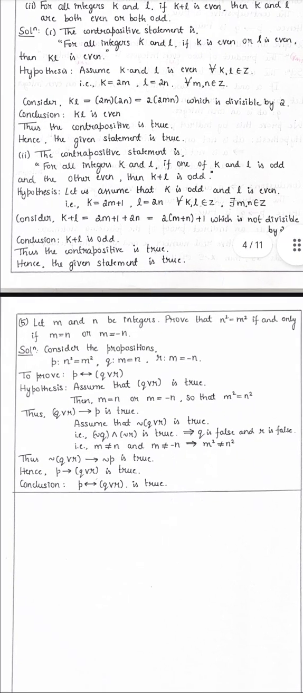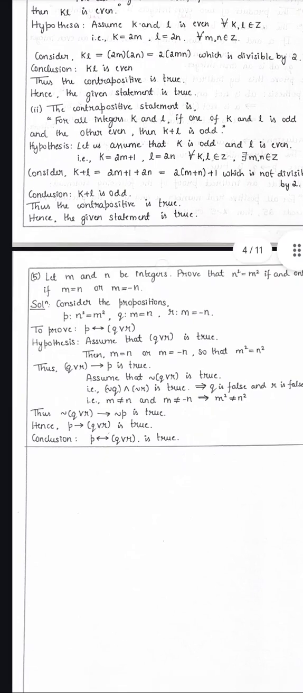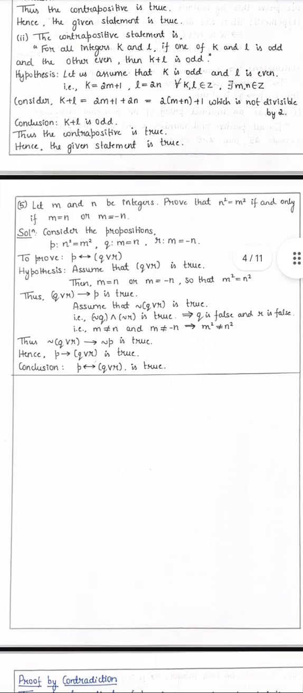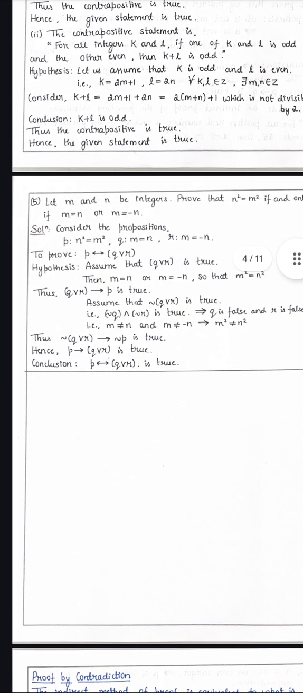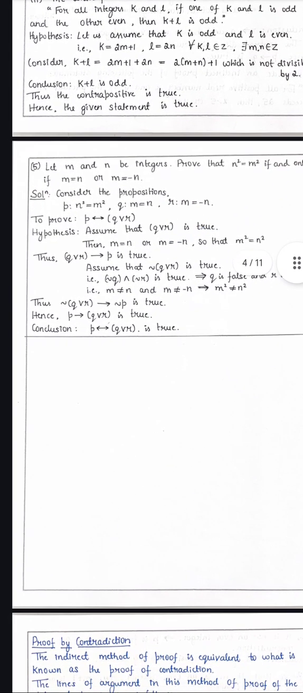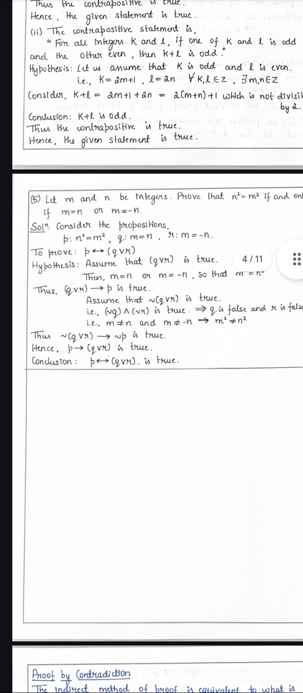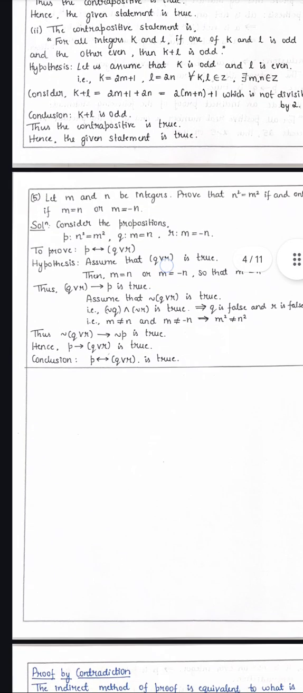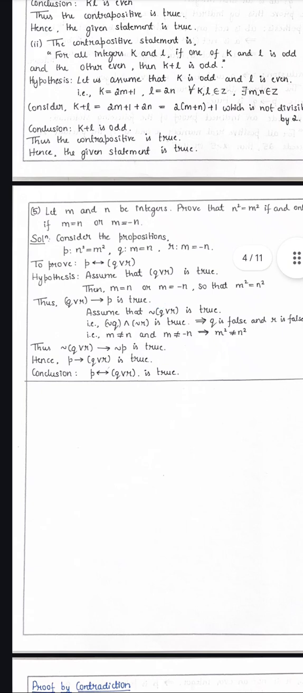So the hypothesis is taken. Let us assume that k is odd and l is even: k equals 2m plus 1, l equals 2n. Then k plus l will be 2m plus 2n plus 1, which is 2 of m plus n, plus 1, which is not divisible by 2. Then k plus l is odd. The contrapositive is true. The given statement is also true.